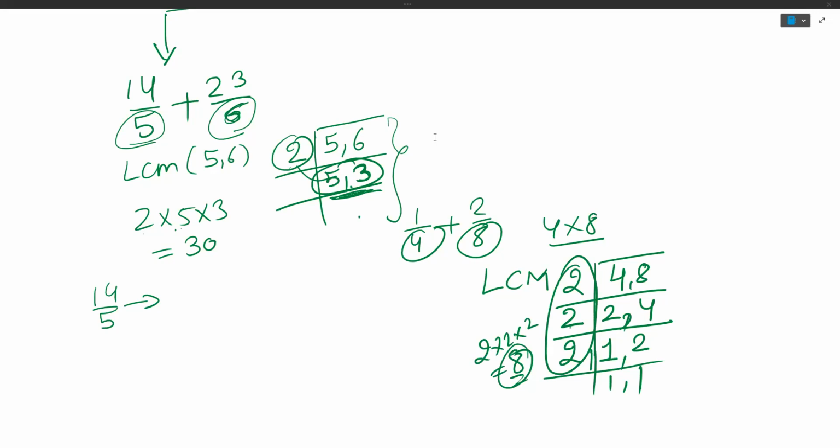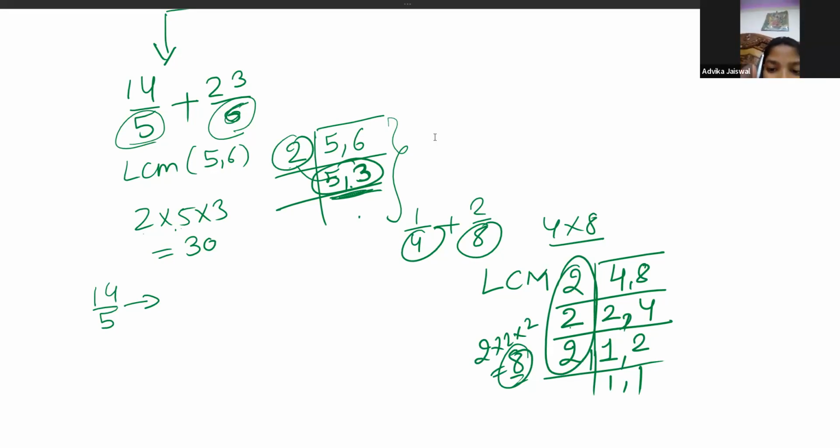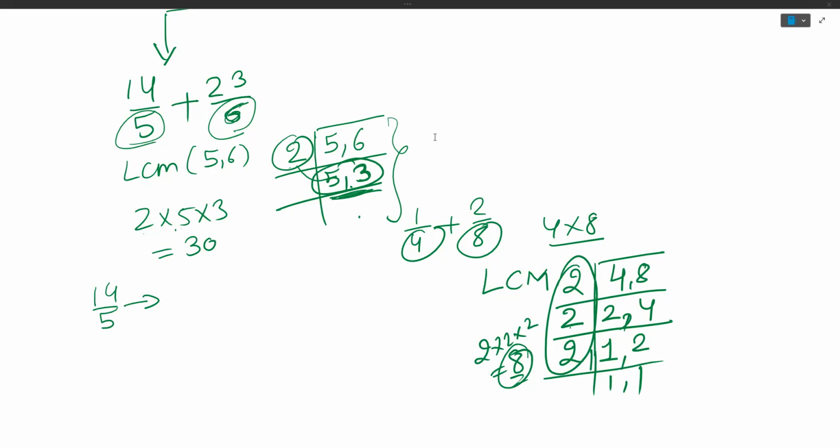Yes, Anvit. Wrong. Still wrong. Your whole part is not correct. Adya, correct. So your LCM is 8, okay?